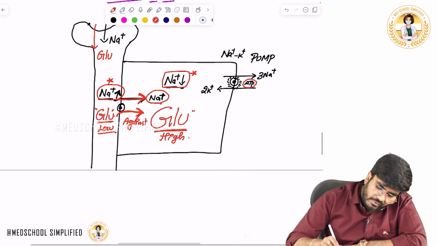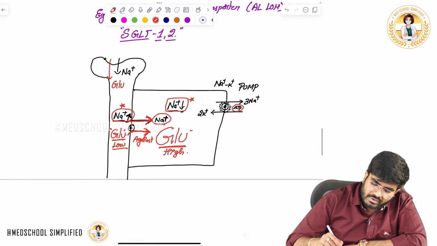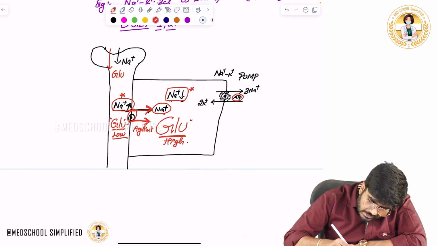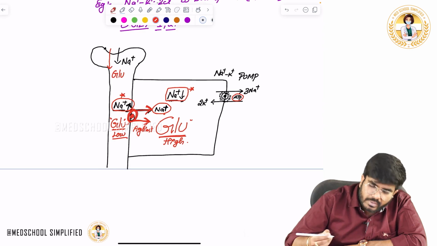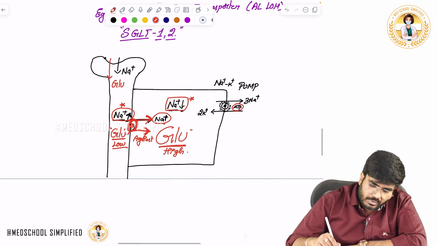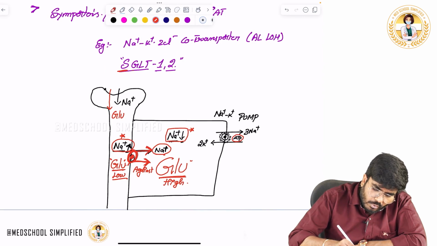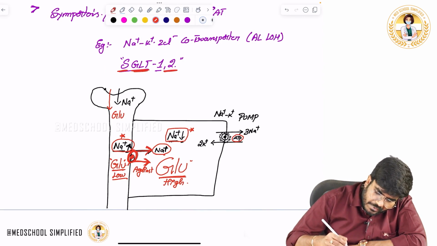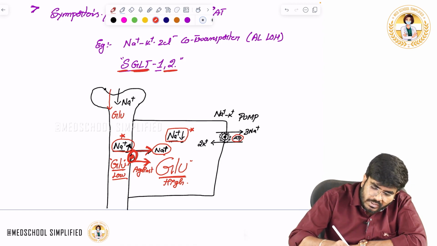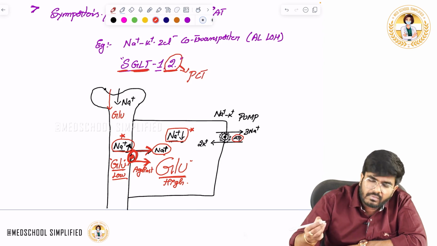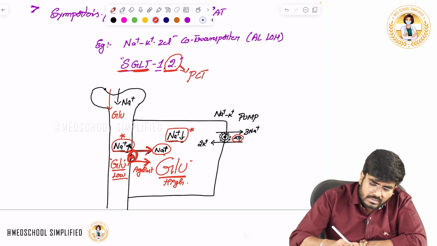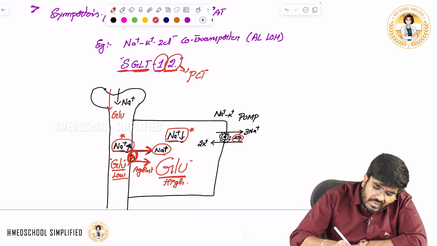Now tell me, for your exams, the most important question that they will ask you is, what is the name of this transporter? There is a transporter which is allowing the movement of glucose and sodium together. The name of this transporter is sodium glucose transporter type 2. On the PCT, sodium glucose transporter type 2 is present, in the proximal convoluted tubule of the nephrons. The sodium glucose transporter type 1 is present in the intestines.